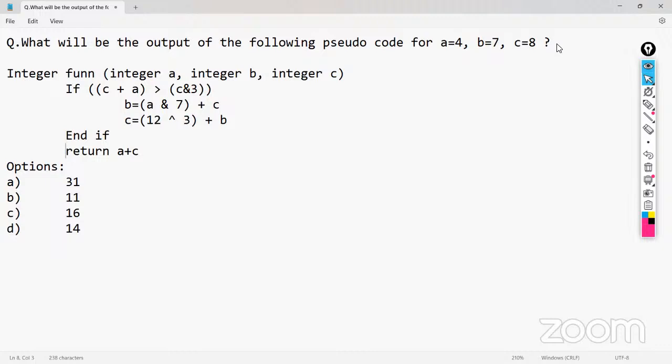If you can see the question properly, here we have one function called fun, and inside the function we are passing three integer variables, that is a, b, c. Which means you need to call this function like this: function of what is the value of a? 4. Function of 4, what is the value of b? 7. And just a minute, there is something wrong with the drawing board.